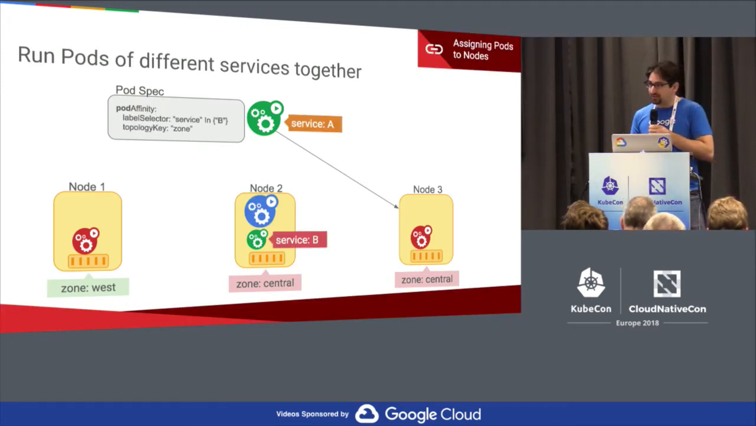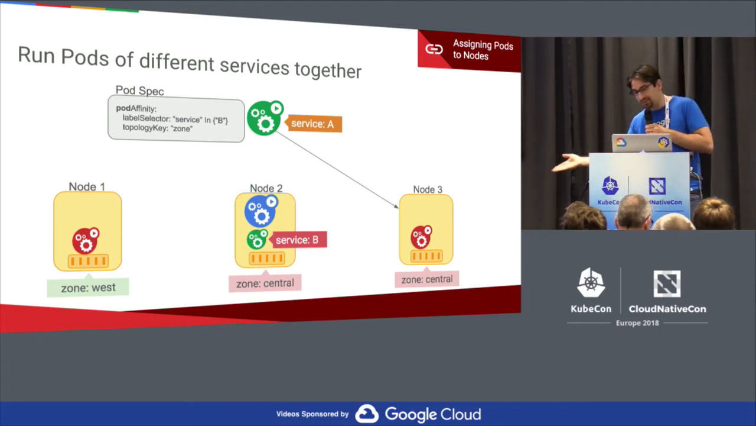Sometimes you have related services that you want to run with each other. So for that, we have pod affinity. Pod affinity is a way to say, in this case, our service A wants to run close to a pod with the label service B. What we mean when we say close to is defined by this topology key. When the topology key is zone, we say we want our service to be in the same zone as any pod with label service equals B.